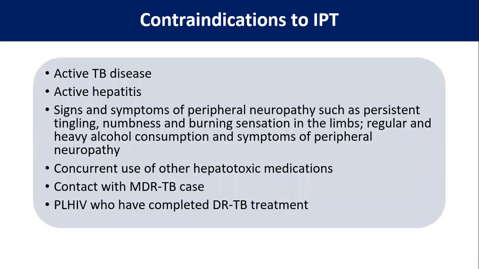Now, what are the contraindications of IPT? If there is any active TB disease, active hepatitis, signs and symptoms of peripheral neuropathy, such as persistent tingling, numbness, burning, or the patient is a heavy alcoholic. Concurrent use of other hepatotoxic drugs also, in this scenario, we have to delay the IPT. Contact with an MDR-TB case, because IPT will not be effective in the case of MDR-TB, or PLHIV who have completed DRTB treatment, we should not start IPT.